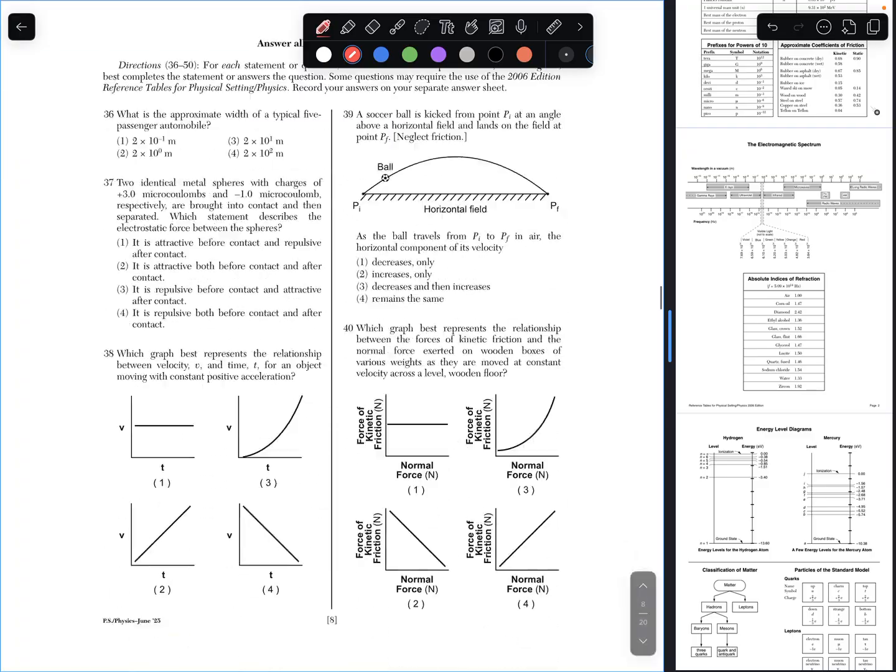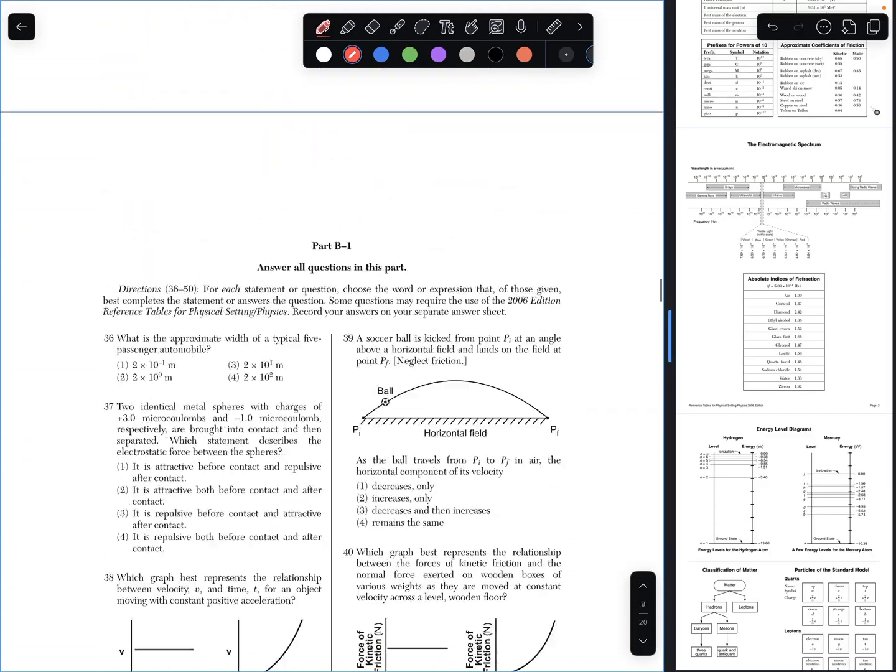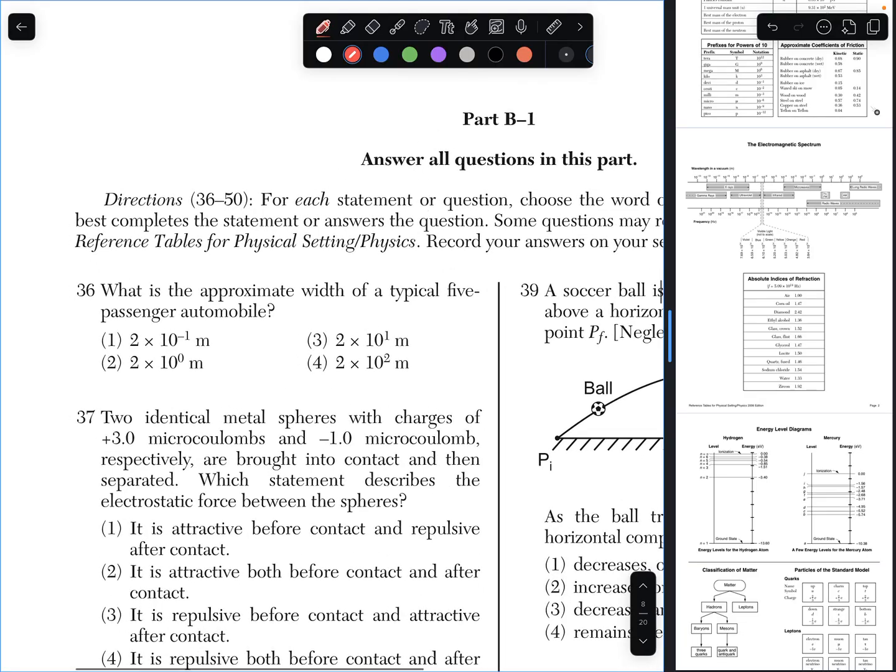Okay, all right. B1, it's not going to be that long. What's the approximate width of 5 passengers in a 5-passenger automobile? This tests a little bit of your senses. It's going to be more than 2 meters, right? So it can be 1 or 2.